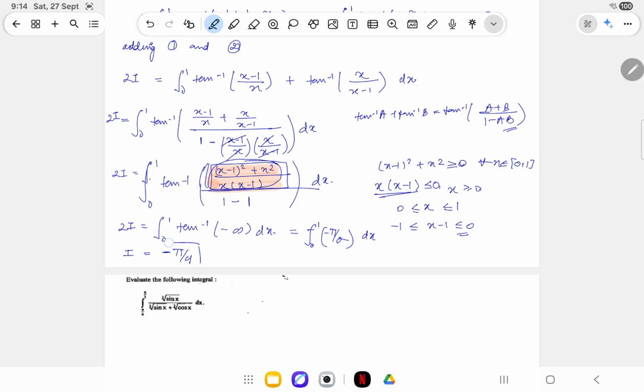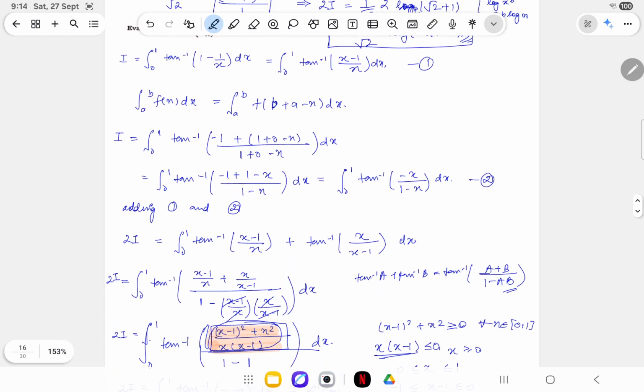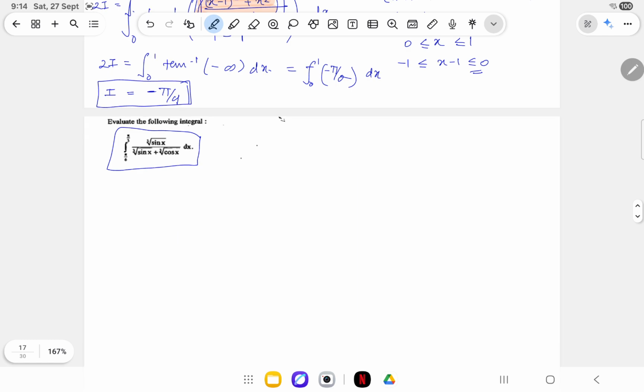And that's what we're supposed to find in this question, basically the value of the given definite integral. So let's move on to the next question. The next question says evaluate the following integral. They have given us an integral and we're supposed to find its value. So let's name it as I again.